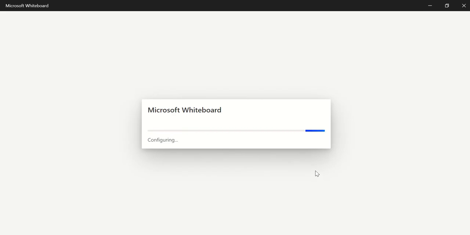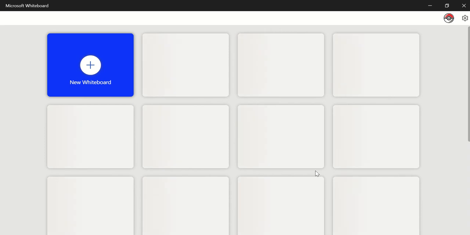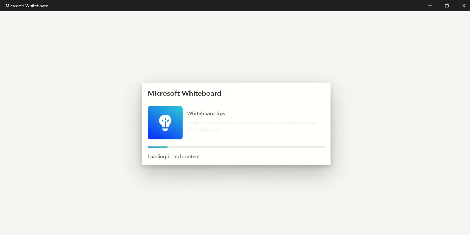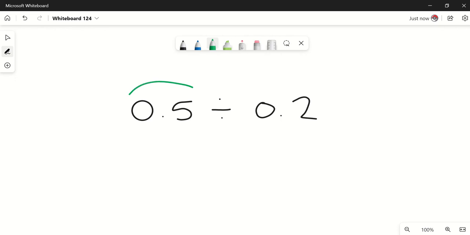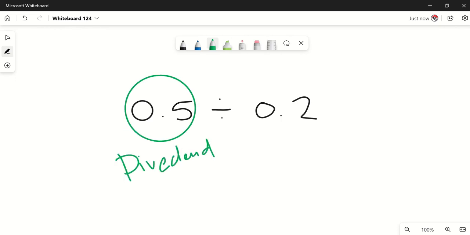So this one's going to be a big one as far as remembering what to do when your divisor is a decimal. For example, if I have 0.5 divided by 0.2, I'm going to need to make sure that I know which is which. The number being divided is known as your dividend. I'm going to fix that to look like a D and not a P. That is your dividend. The number you're dividing by is your divisor.